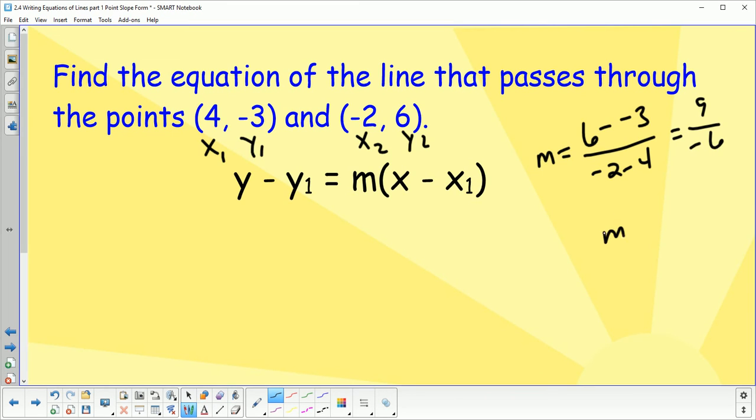Okay, we can reduce that if we want. We'd get -3 over 2. I just moved the negative to the top. Really, it doesn't matter whether your negative is in the numerator or denominator. Standard form is going to have it written in the numerator like this.